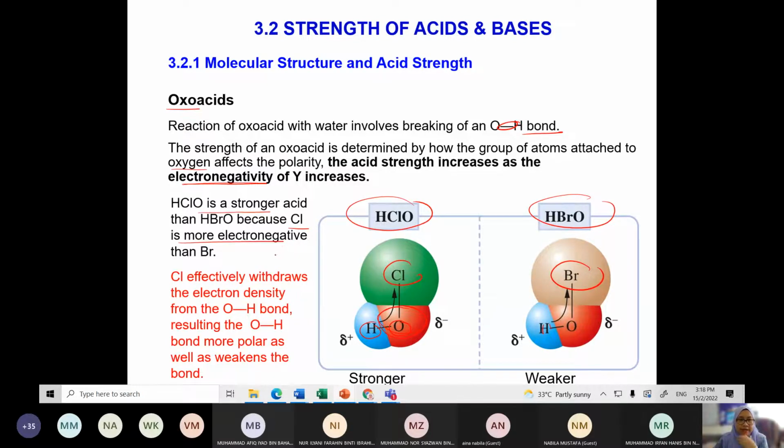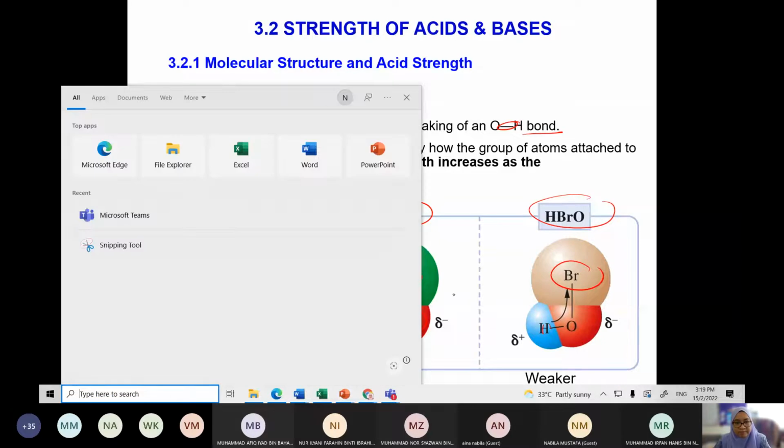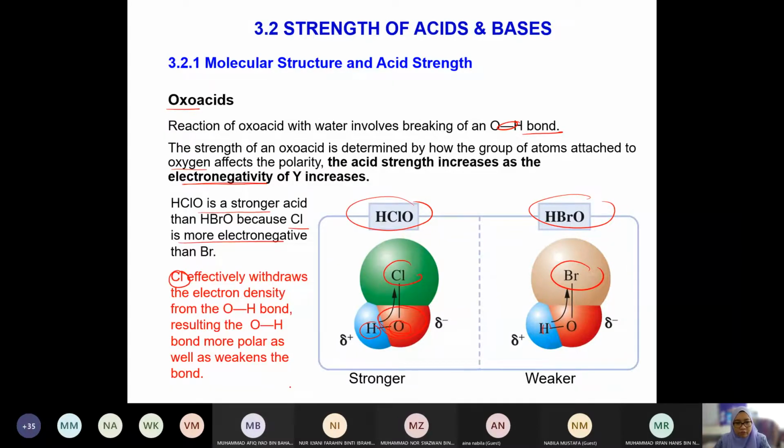Okay, so what actually happened is that Cl effectively withdraws. Withdraws means dia tarik. Okay, dia tarik the electron density from the OH bond, resulting the OH bond more polar as well as weaken the bond. Okay, alright. Mungkin what do you mean by withdraw? Okay, mungkin tak berapa nak nampak.